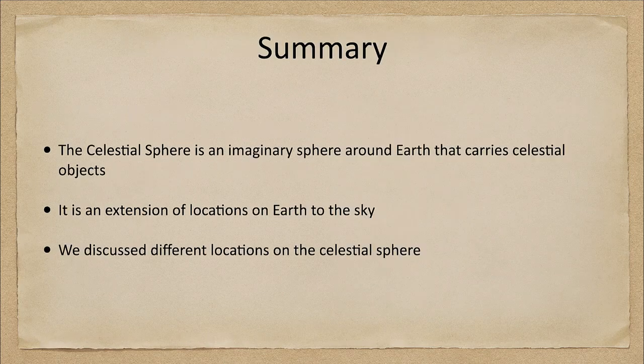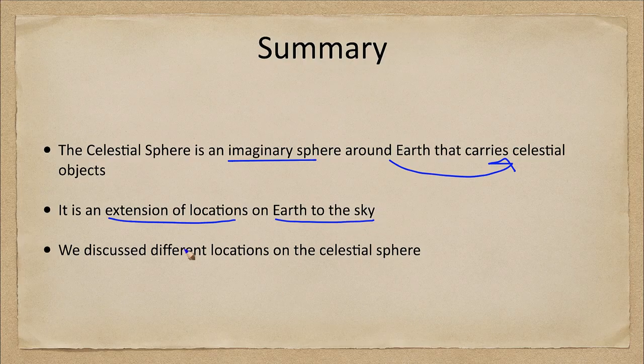So let's go ahead and finish up with our summary. What we've looked at for the celestial sphere is that it is an imaginary sphere around Earth that seems to carry the celestial objects. It is really an extension of locations on Earth into the sky. And we looked at some of the different locations on the celestial sphere and have discussed those. So that concludes this special topic on the celestial sphere.